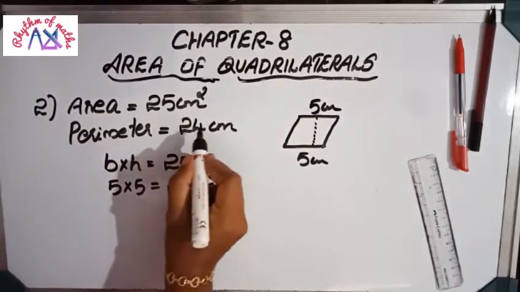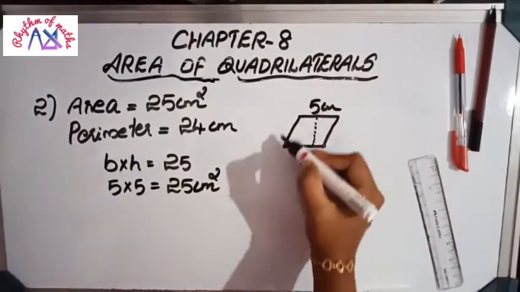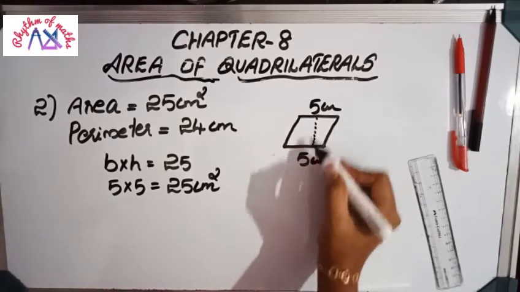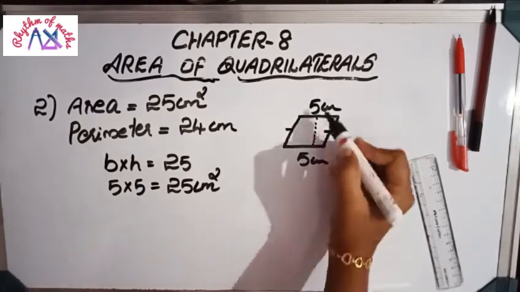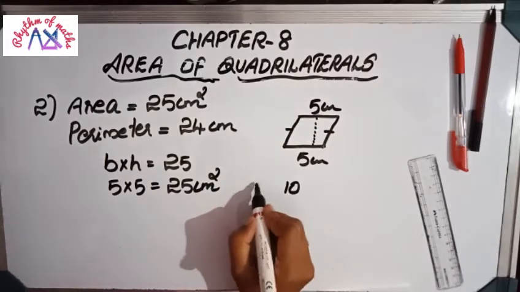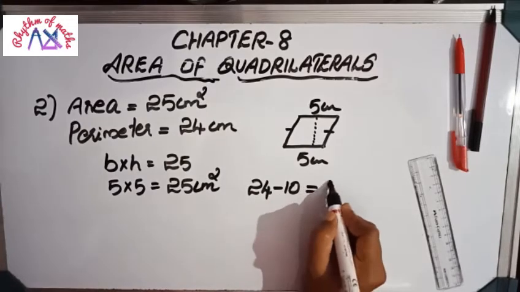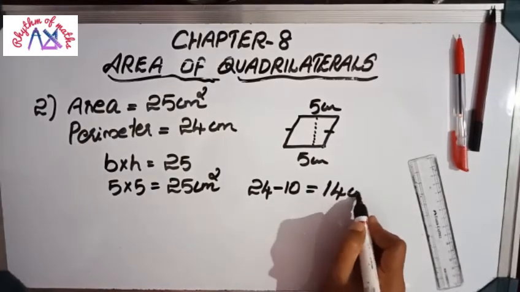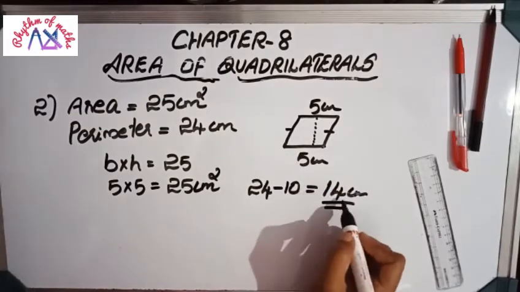Now we need the perimeter as 24 centimeter. Perimeter means the sum of all the four sides. To this side and these two sides, the sum must be 24. When you add these two sides, we will get 10. So the total is 24. From 24, if we subtract 10, what is the remaining? 14 centimeter is the remaining one. And the sum of these two must be 14.